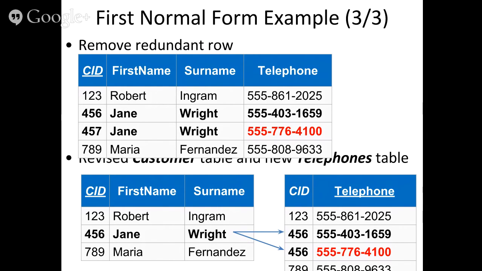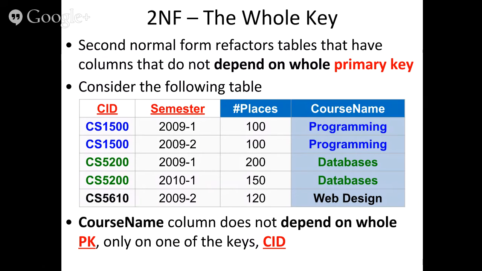So again, this problem is so common that we give it a name. It's the first normal form. Right, so common we give it a name. Here's the second one, the second normal form. These three that we're going to look at are so common that you should become familiar with them and how to solve them.